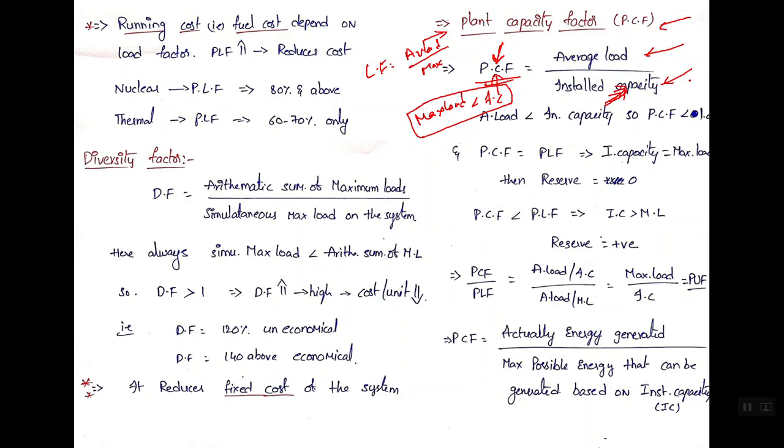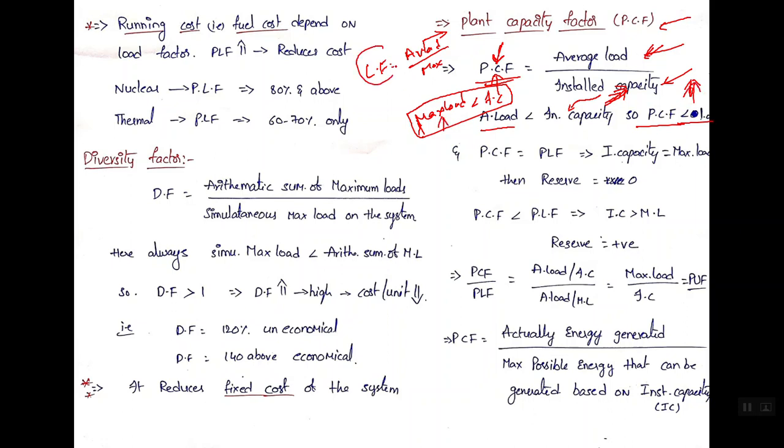That means installed capacity is higher than this maximum load. That means here the denominator is higher, then what happens? We can say that average load is less than this installed capacity. So plant capacity factor is always less than 1, and also installed capacity is higher than this maximum load.